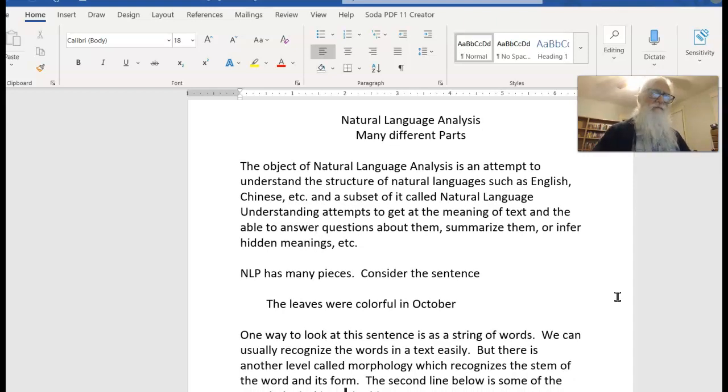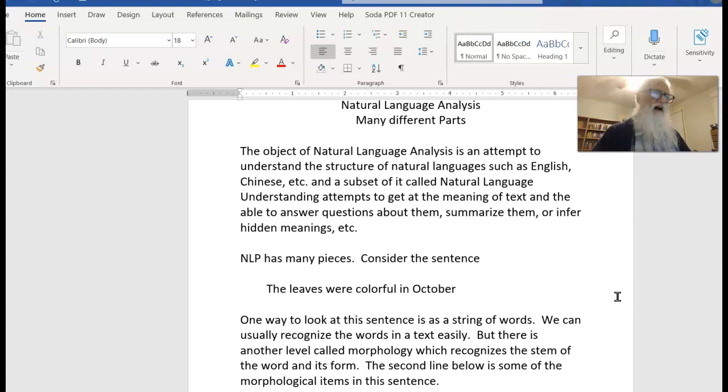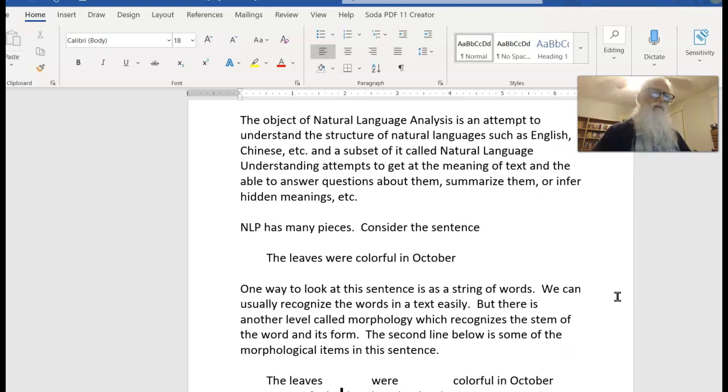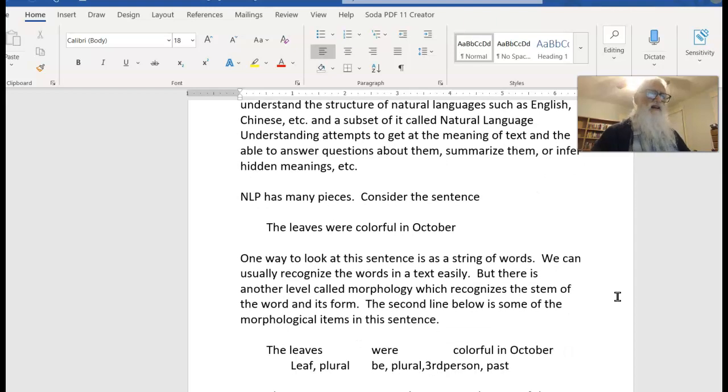For example, what is leaves? This is called a morphological level. Leaves in this sentence is not a verb, it's a leaf. It's a plural of the word leaf. Were is a form of the verb be. It's a plural form, it's in the third person, and it's in the past tense.